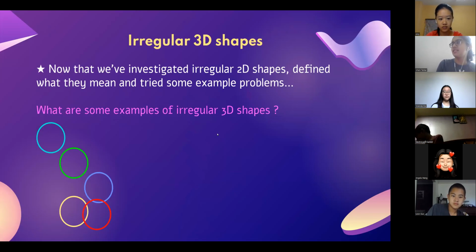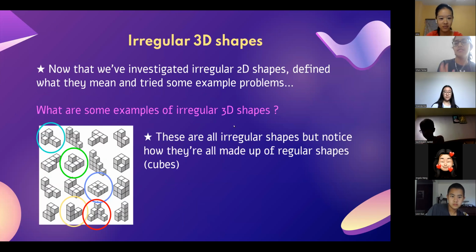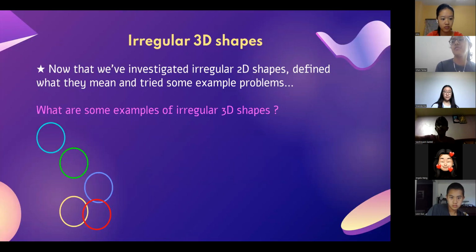Okay, so now that we've investigated 2D shapes that are irregular, what are some examples of irregular 3D shapes? So remember how when we had irregular 2D shapes, those didn't have the same side lengths, or they didn't have the same angle measures.